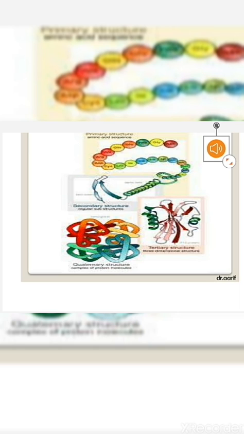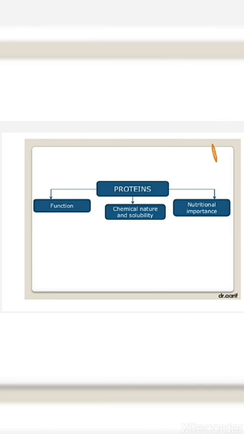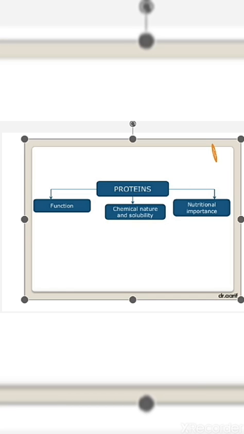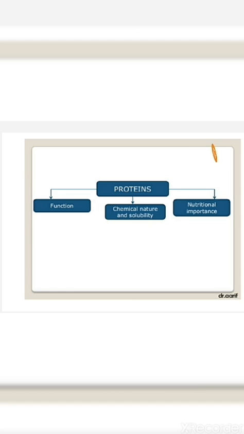In this slide, examples of proteins with different shapes are shown. Now, by the combination of amino acids, proteins are formed. There are different types of proteins. How are they in chemical behavior? What are their functions? What is their classification? These many things we have to see in the further slides.